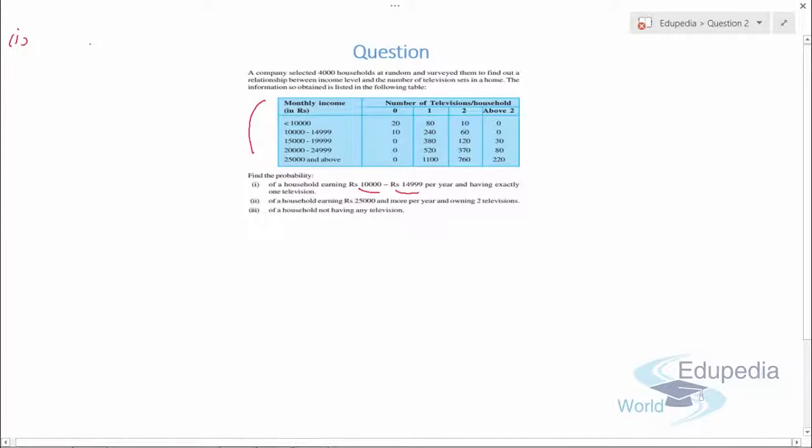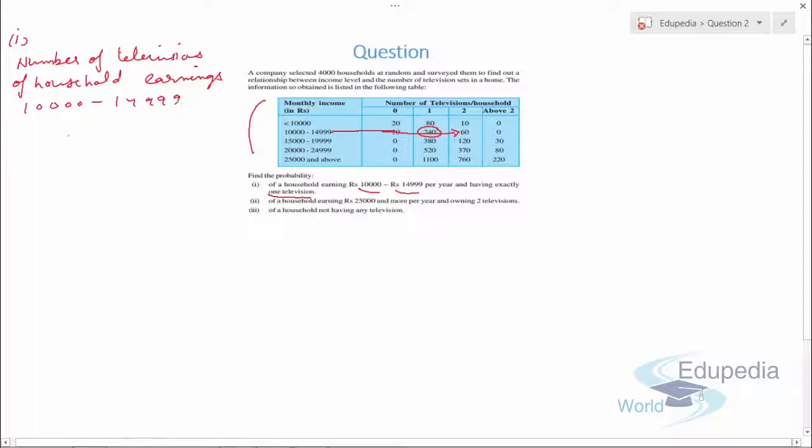So the first part says that we need to count a household earning between 10,000 to 14,999 per year and having exactly one television. So this will be the data, right? We need to consider only 1 television. So this will be the point, right? So we can say that the number of households earning from rupees 10,000 to 14,999 and having one TV set will be 240, right?